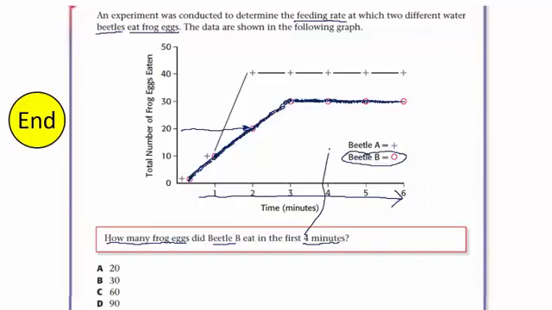So after 4 minutes, we look at this point, we move over to here, Beetle B eating 30 eggs. There we go. We do not add these numbers together, which is what they want you to do.